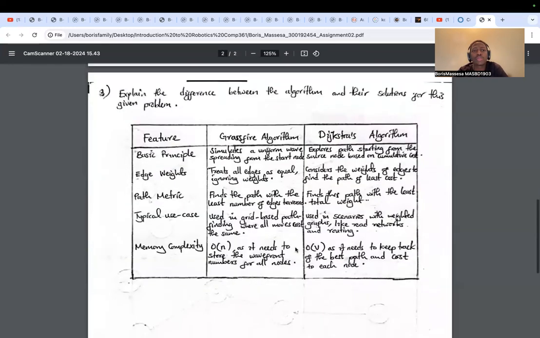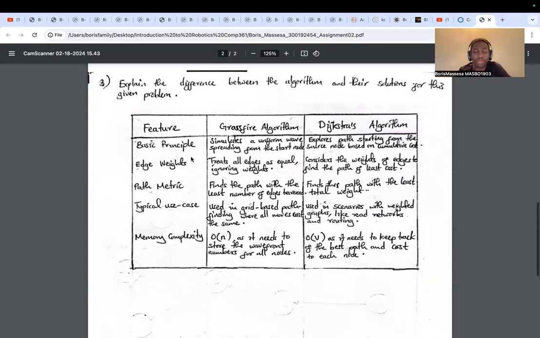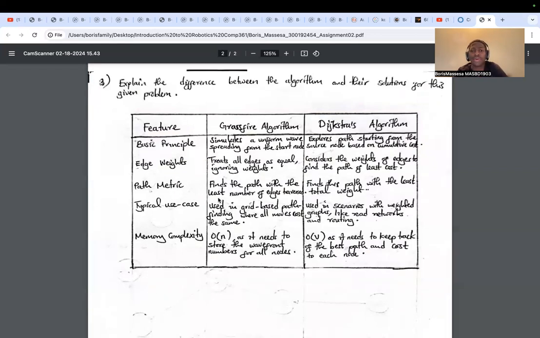We are also required to explain the difference between the algorithm and the solution for the given problem. So I decided to have a table which can show us the solution. I considered the features for the Grassfire algorithm, which is the breadth-first algorithm, and the Dijkstra algorithm. The basic principle in the Grassfire algorithm is a uniform wave spreading from the start node. And for the Dijkstra, we explore the path starting from the source node based on the cumulative cost.